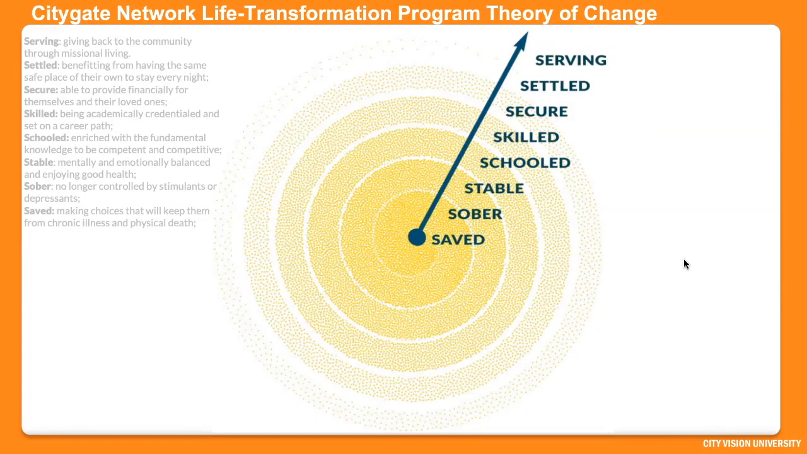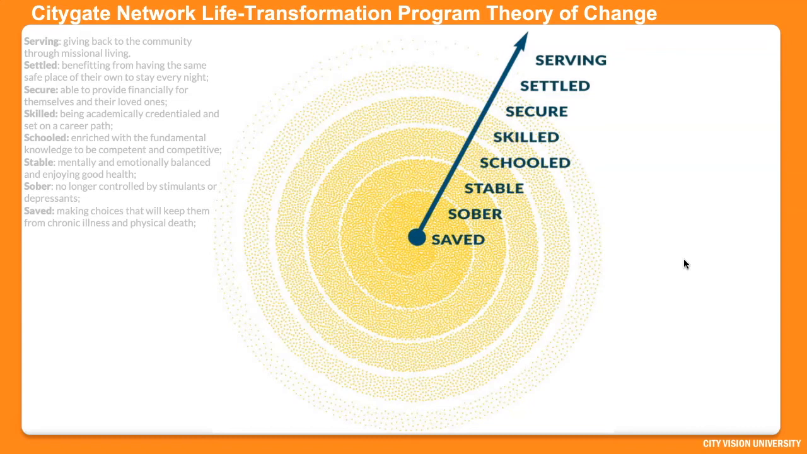Here's an example of, for instance, the Citygate network. This is a theory of change that they've developed, and you can see right there in the center, the most important piece here is it all begins with a person becoming saved. So from that point on, all changes, everything that happens in a person's life begins to go through that filter. That's the beginning point. In missions, we may call this redemption and lift.